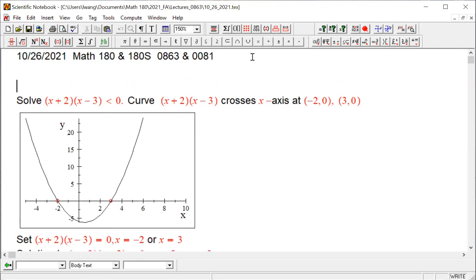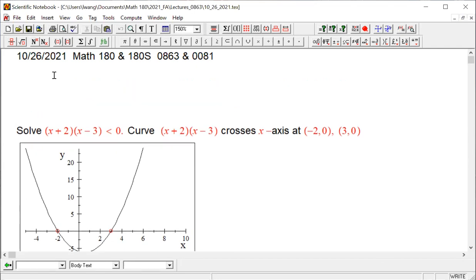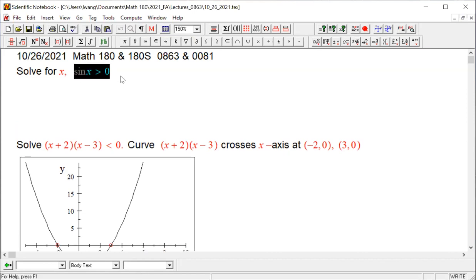For example, okay, if I ask you to solve for x, and this is the inequality given to you, how would you solve for x? I want to give you 2 minutes to think about it. Okay, I'm going to step out just for 2 minutes.